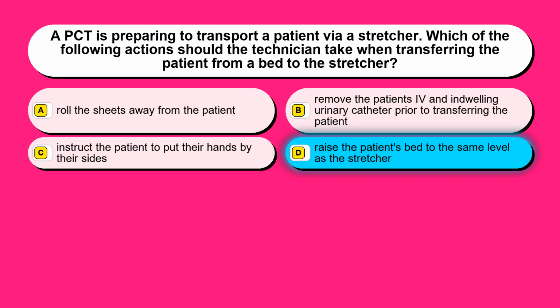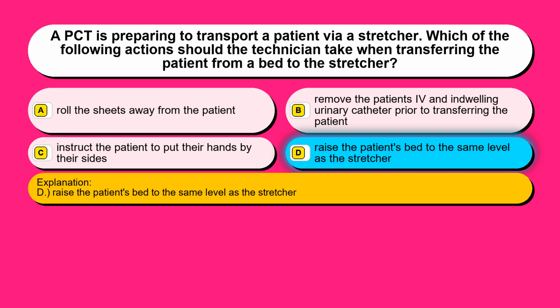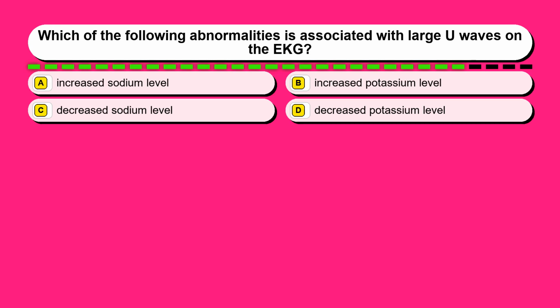The correct answer is option D, raise the patient's bed to the same level as the stretcher. Question 46. Which of the following abnormalities is associated with large U waves on the EKG?